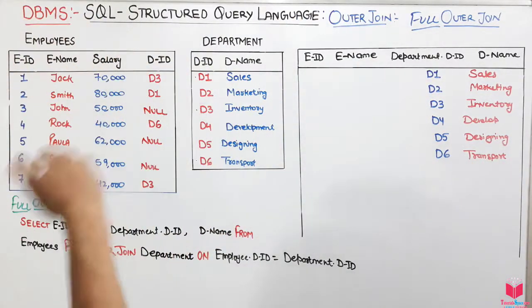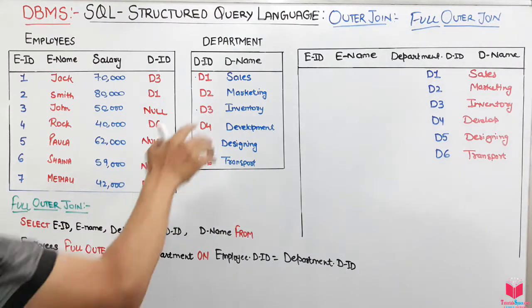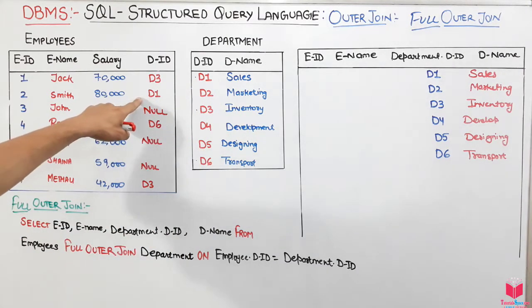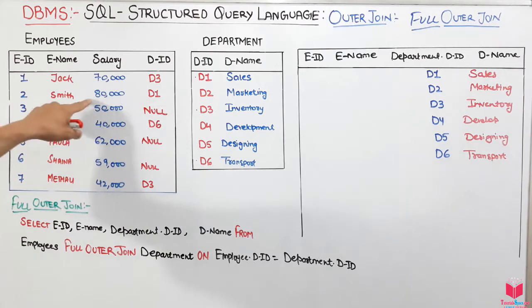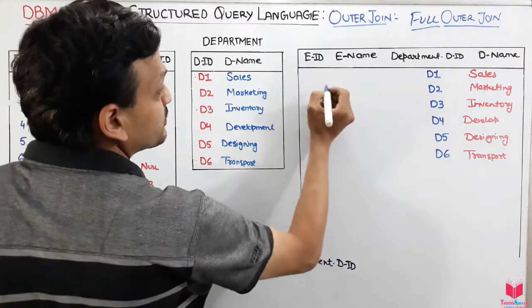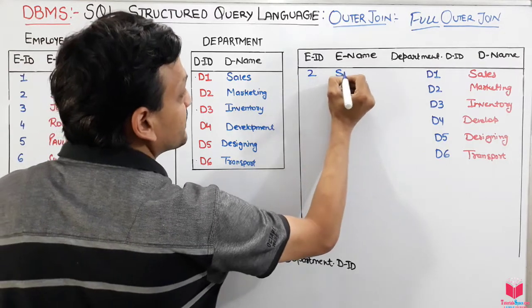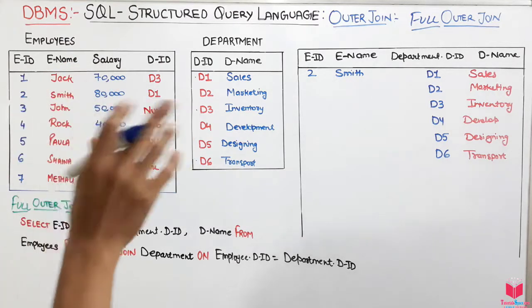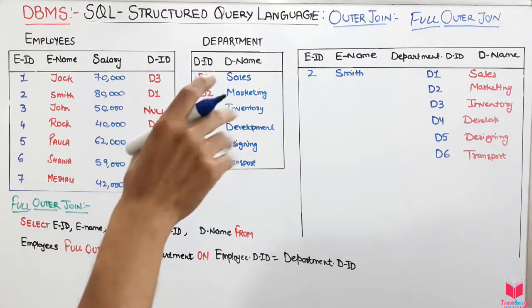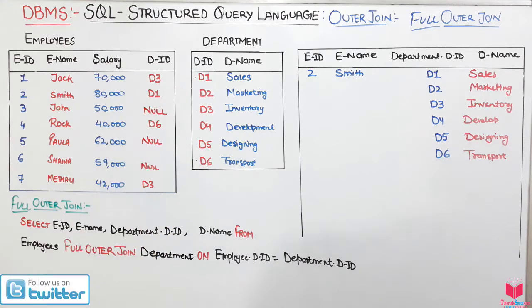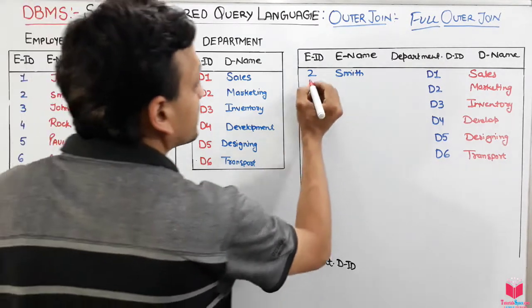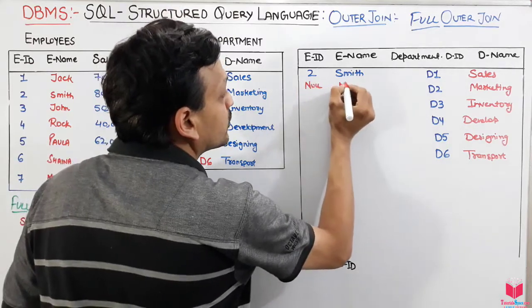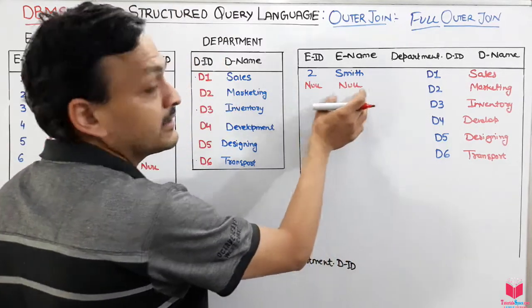Let's see what will be the outcome from the left side table. Let's see D1. Where does D1 match? Here D1 matches, so we will write D1 here. That is 2, Smith, 80,000. Its corresponding EID is 2, Smith. We do not have to write the salary here. So 2, Smith, who has the D1 department, which is the sales department. After that, D2. Where is D2? There is no D2. That means there is no employee who works under that department, so we have to write null. You can't skip it empty. It will be a null value here.